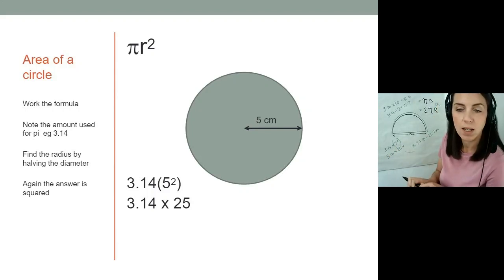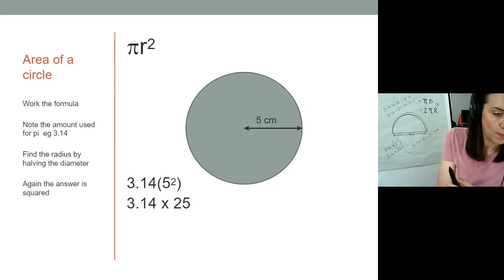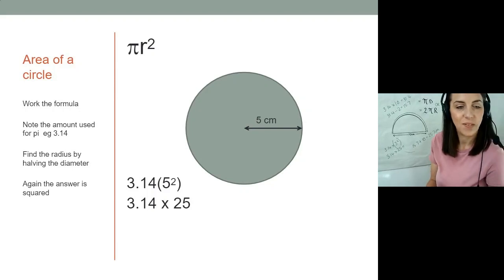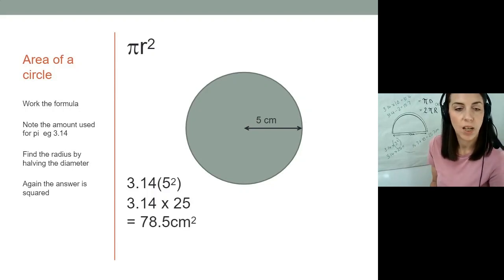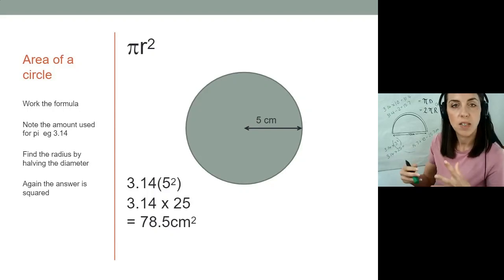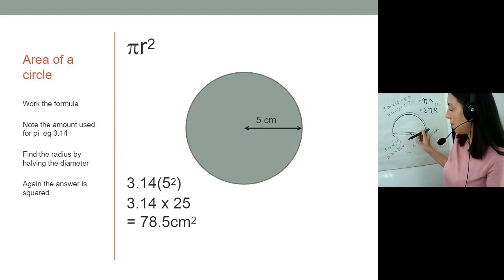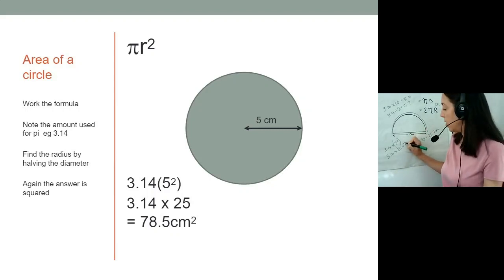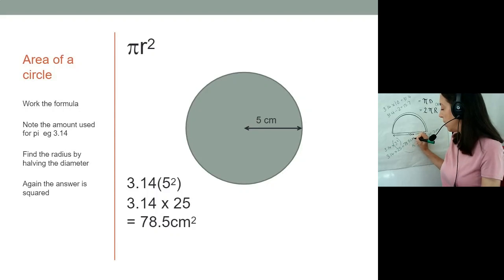Anybody want to give me the answer? Fabulous, well done everyone. Yeah, it's 78.5 centimetres squared. And again, because it's an area, we've multiplied two numbers together at this point here. So it ended up with 78.5 centimetres squared.